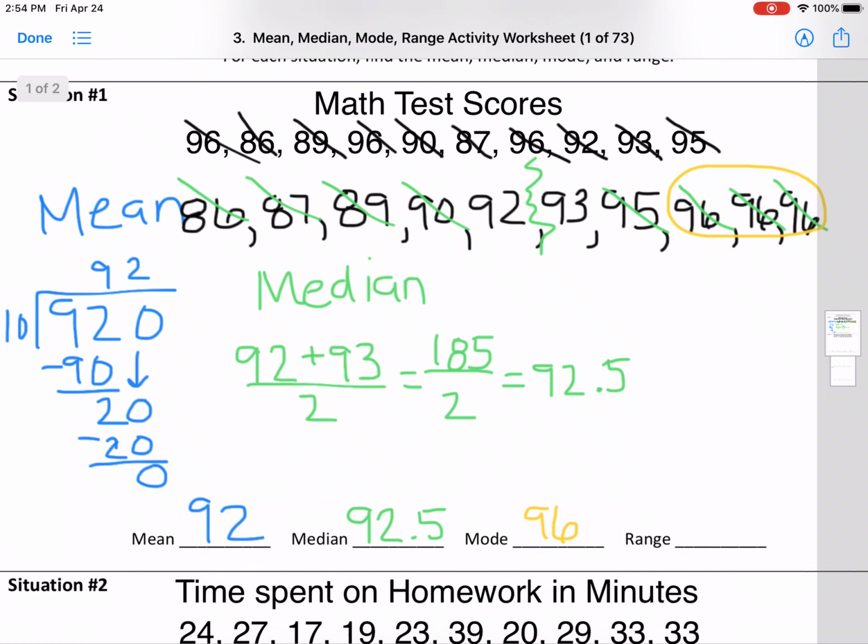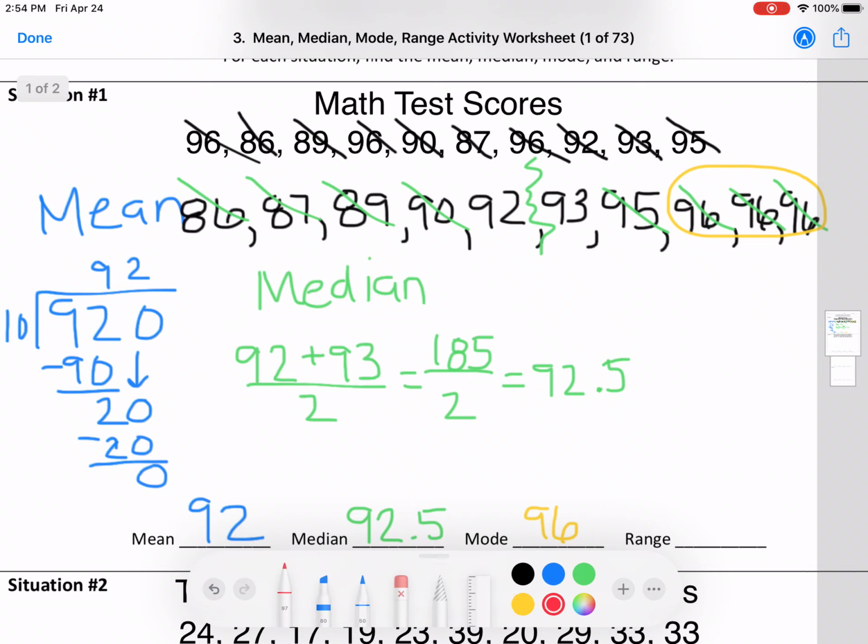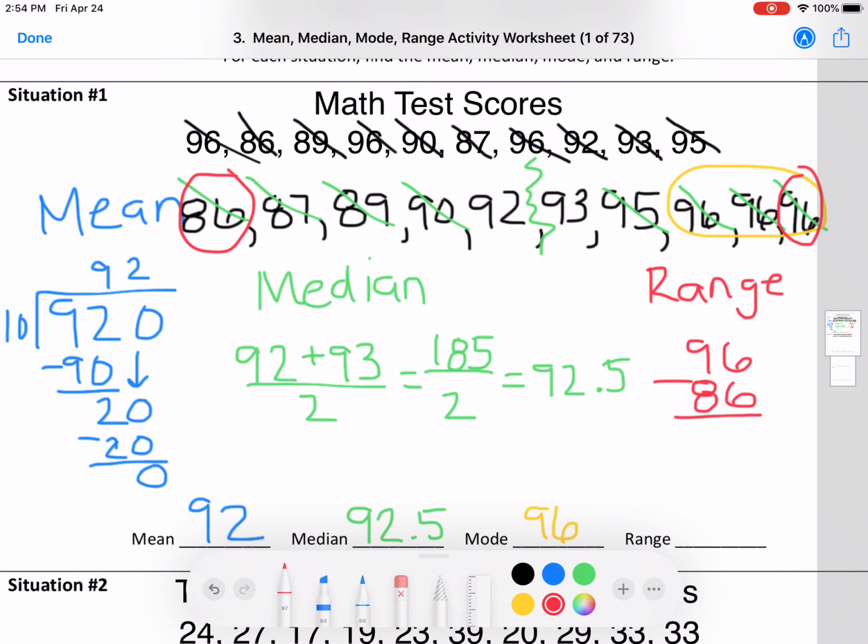Our last step is to find the range. To find the range, we always take our biggest number, which is 96, and subtract our smallest number, 86. So we're going to take 96 and subtract 86. 6 minus 6 is 0. 9 minus 8 is 1. So our range is 10. So the mean for this problem is 92, median 92.5, mode 96, and range is 10.